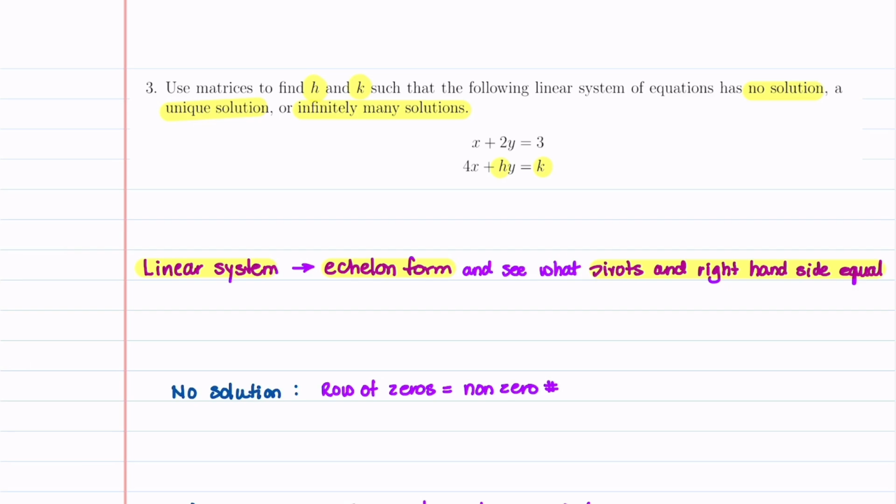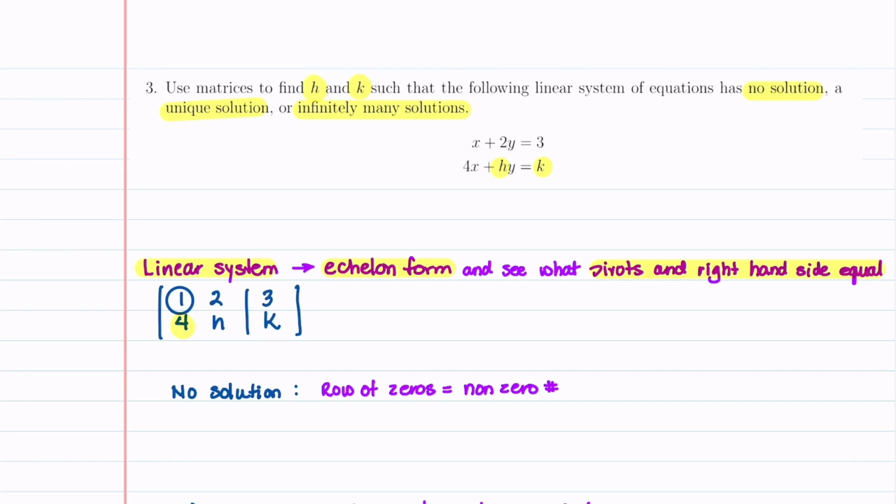We always want to begin this type of problem by taking our linear system of equations and putting it in an augmented matrix. Let's go ahead and do that. We have 1, 4, 2, H, and then on our right-hand side, we have 3 and K. We want to put this in echelon form, so I'm going to circle our pivot, and we're going to have to get this 4 to be a 0.